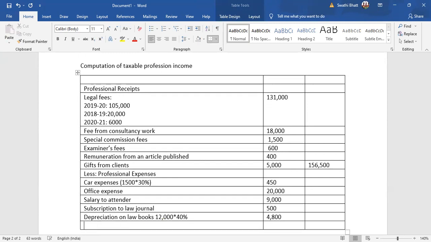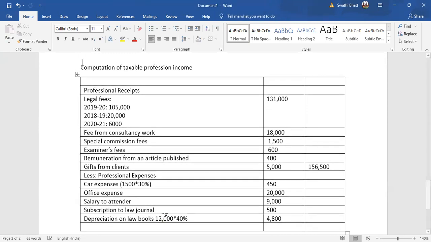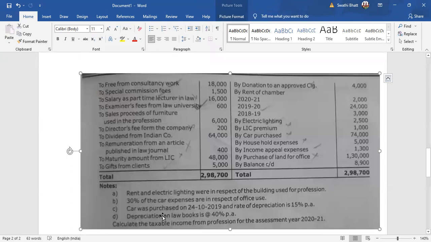The next item that we have over here in our question is donation to an approved college. So donation or charity work that you make is not related to the profession. That is just you being a nice human being, and he might be donating it to the college or for charity purposes. That has nothing to do with his profession. So donation to an approved college or whatever charity purpose he's doing will not come as professional expense.